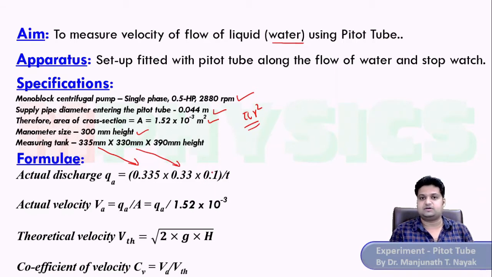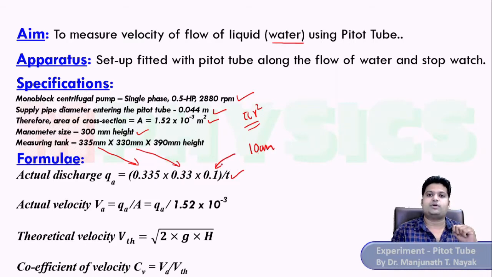In the experiment, we will be finding the height in the manometer. The second part after finding the height is to find the rise time. You can see there's a time t here. The rise time is how much time it takes for the water to rise by 10 centimeter, very specifically 10 centimeter. And that 10 centimeter in terms of meter is written as 0.1.